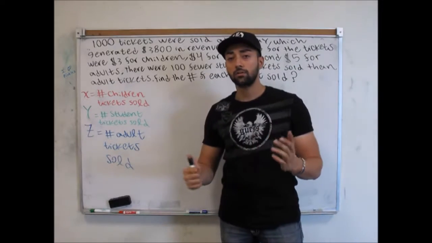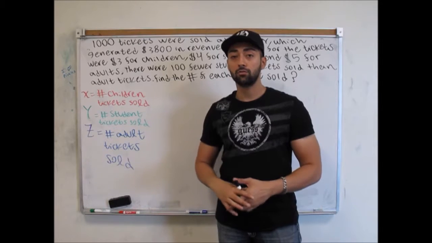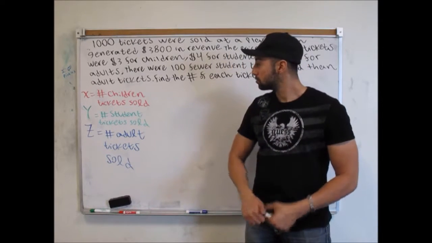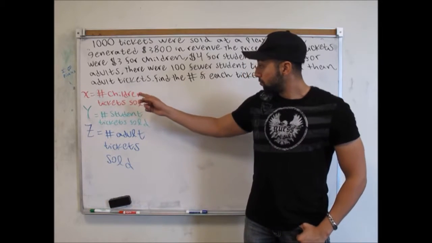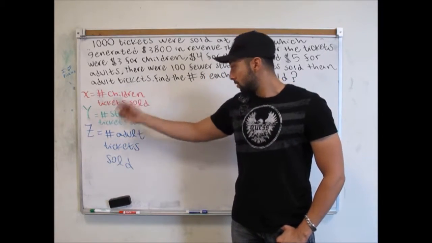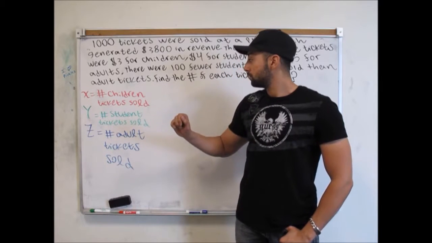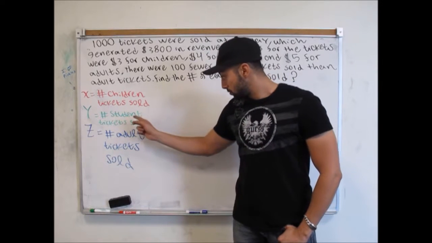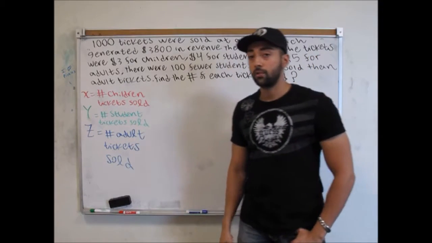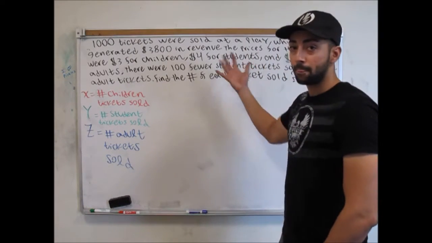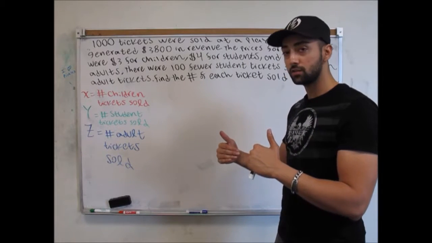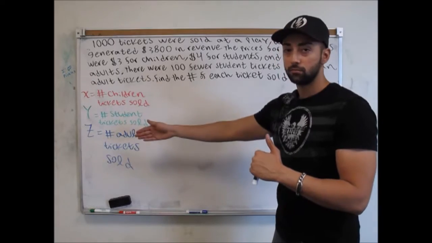So before I like to start these problems, I like to declare my variables or name them so it's easier for me to work with them, like referring to them. So I labeled X for the number of children tickets sold. I called Y the number of student tickets sold, and I labeled Z the number of adult tickets sold. Okay, so based off that, I'm going to go ahead and try to come up with my 3 equations because we have 3 variables here.